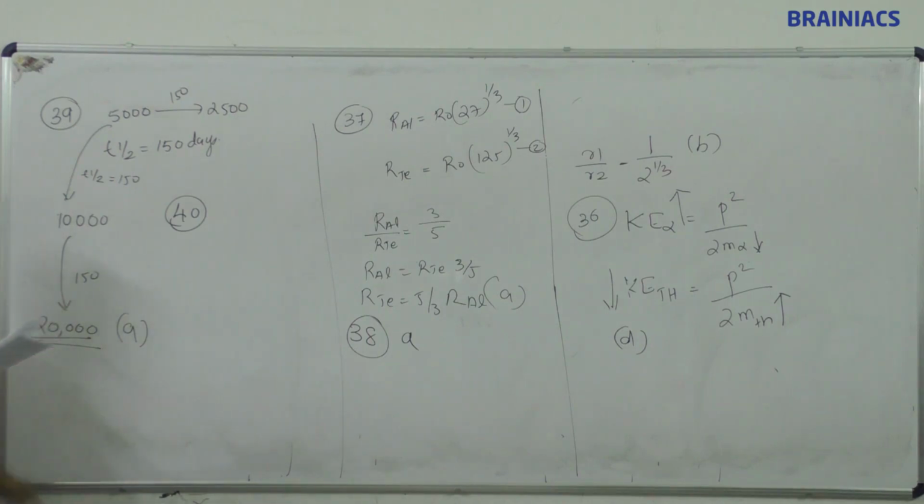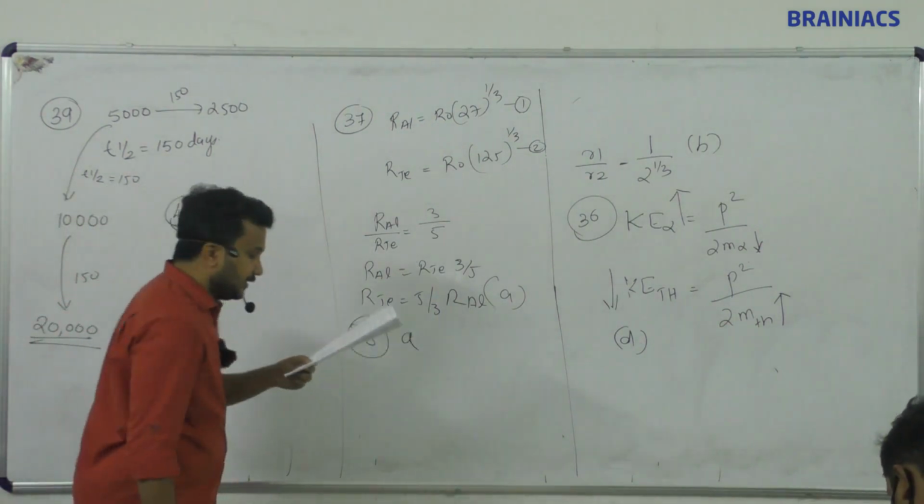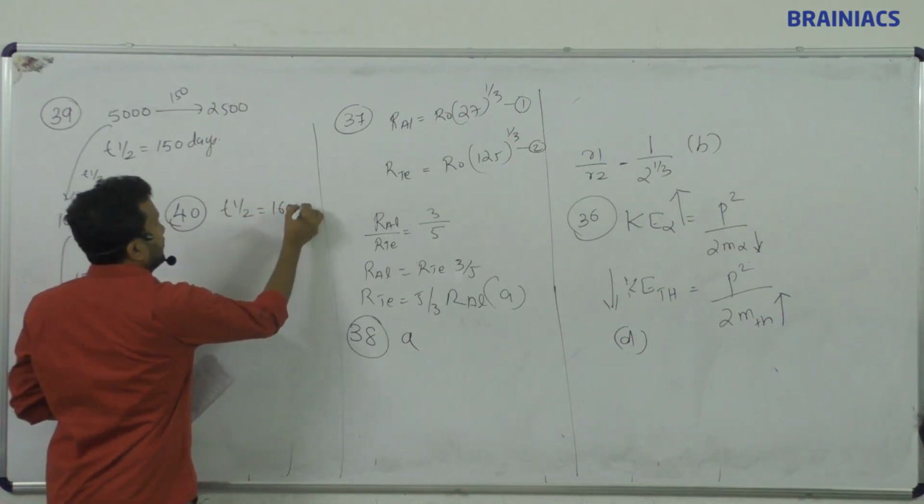Half-life of, this is finished, huh? This is simple only, right? You understand, take the backload, half life, 300 days before. What is the count? 20,000. Okay, 40. Half-life of radium is about 1,600 years. So half-life is 1,600 years.